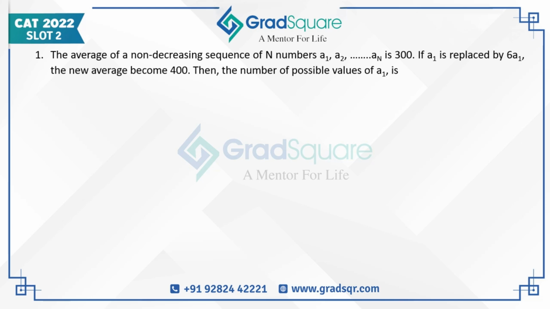In this question, the average of a non-decreasing sequence of n numbers a1 all the way up to an is 300. If a1 is replaced by 6a1, the new average becomes 400. Then the number of possible values of a1 is questioned.